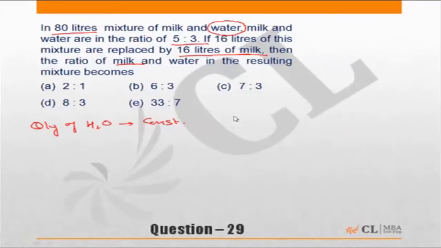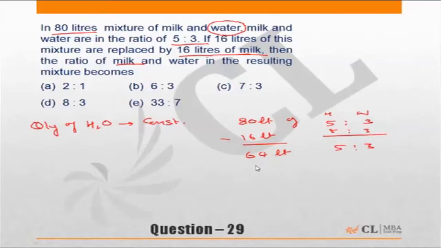Now what you are doing in this question is, you have 80 liters of the original mixture of milk and water in the ratio of 5:3. Then you are removing 16 liters of this mixture, which again is a 5:3 mixture, and hence you are left with 64 liters of 5:3 milk to water mixture. To this 64 liters, you are adding 16 liters of milk, so 1:0, pure milk.